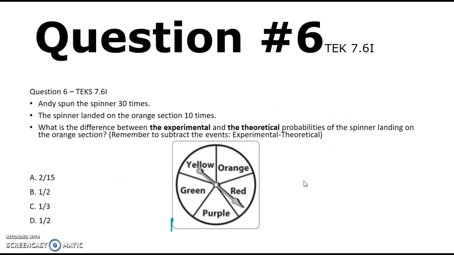Question number 6. Andy spun the spinner 30 times. The spinner landed on the orange section 10 times. What is the difference between the experimental and theoretical probabilities of the spinner landing on the orange section? Remember to subtract the events, experimental minus theoretical. A, 2 over 15, B, 1/2, C, 1/3, D, 1/2.